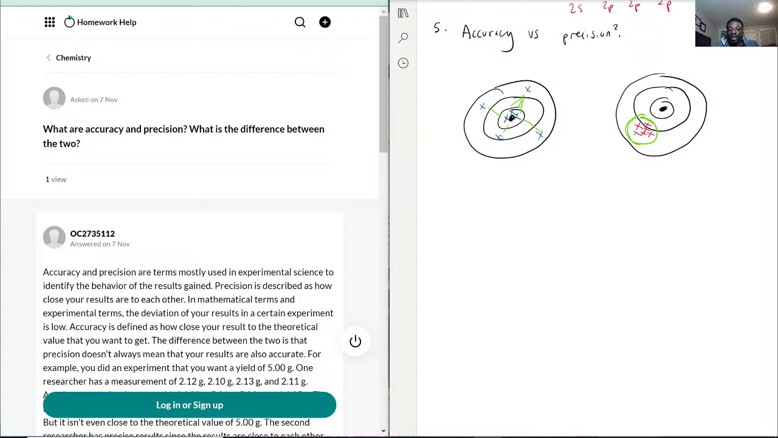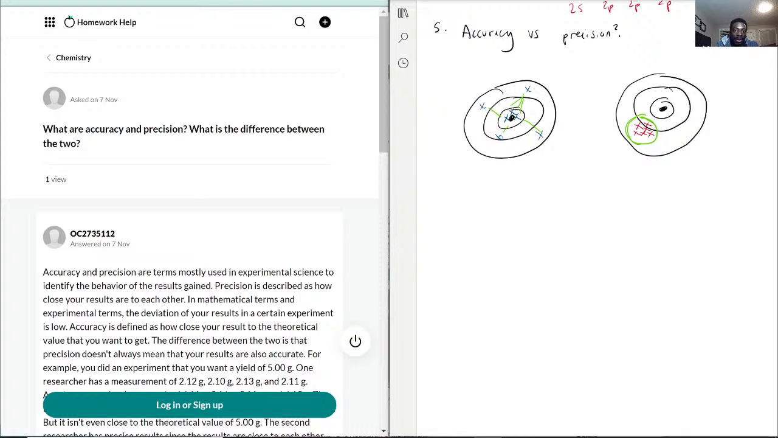The way this applies to chemistry is that when you're running experiments, sometimes you are given a literature value, the actual value you want. Let's say you're doing an experiment to find the boiling point of water, and you know that it's supposed to be 100 degrees Celsius. Being accurate would mean having readings as close to 100 degrees Celsius as possible.